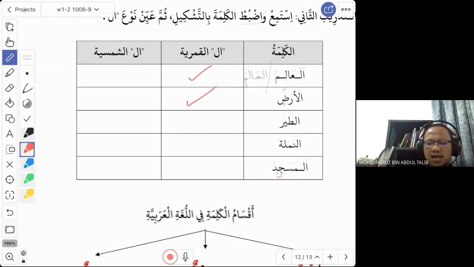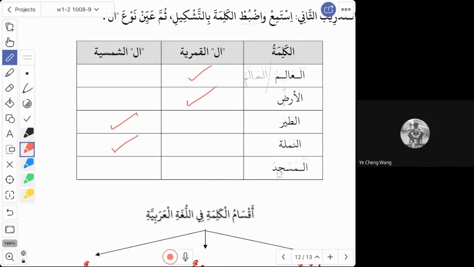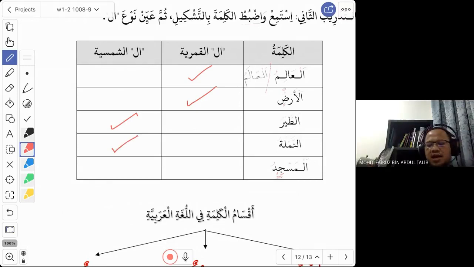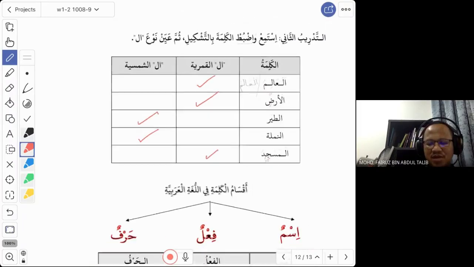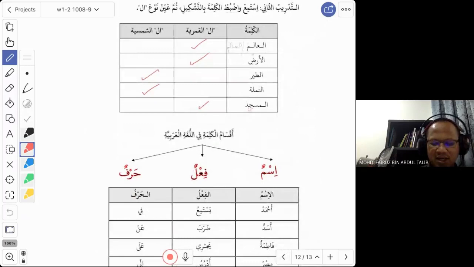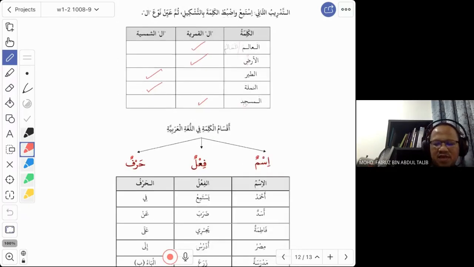The third one, At-Tayru, no lam sound. So this is Shamsiyyah. The fourth one, An-Namlatu, again, no lam sound. You go straight to the noun. So this is another Shamsiyyah. And the last one, Allah. So this time you hear the lam again. So this is the Qamariyyah, right? So this is about the Alif Lam Qamariyyah and Alif Lam Shamsiyyah.